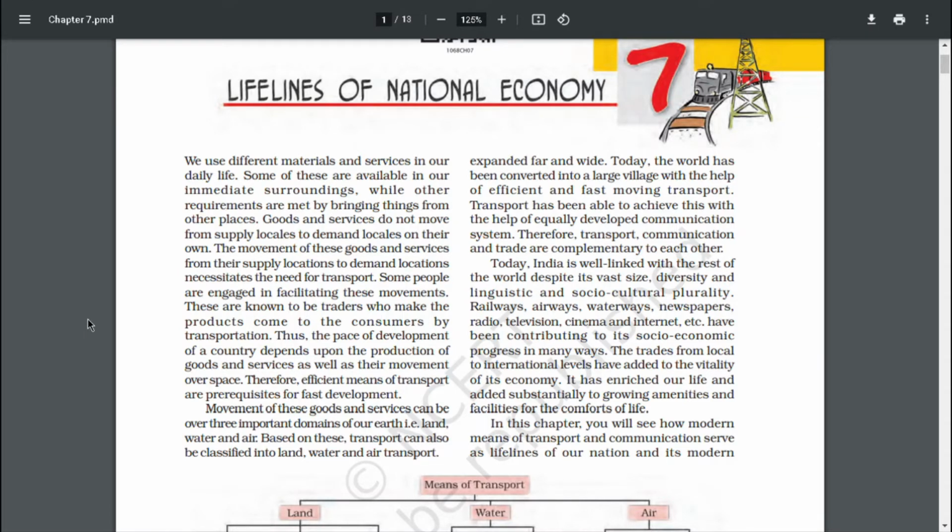Some people are engaged in facilitating these movements. These are known as traders, who make the products come to the consumers by transportation. Thus, the pace of development of a country depends upon the production of goods and services as well as their movements over space. Therefore, efficient means of transport are prerequisites for fast development.